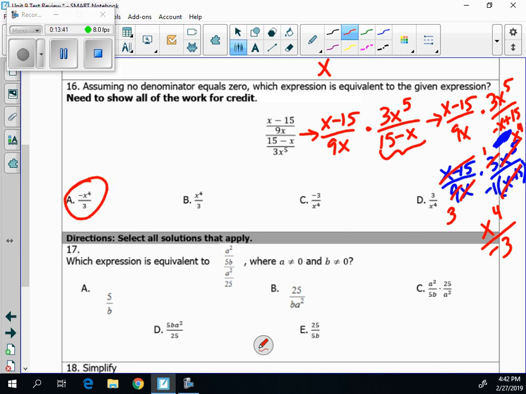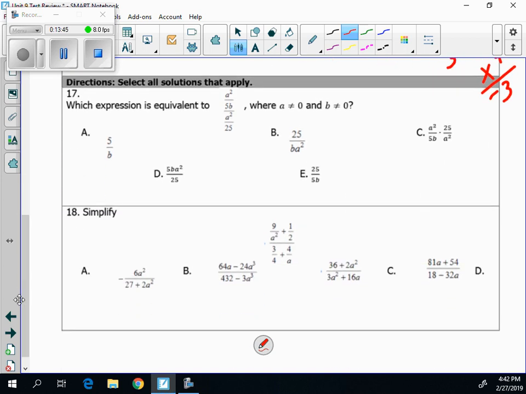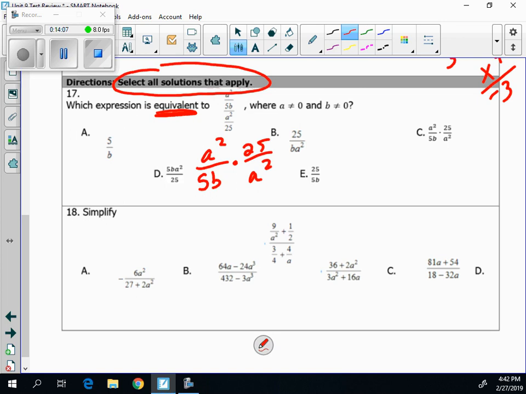My next problem is a quick keep, change, flip. Keep that first fraction the way it is. Change it. And one thing you really have to be careful with on these problems: I'm going to get this problem on a test. Select all solutions that apply. So at every step, stop and look. Is there an answer choice? This is talking about equivalent, not simplified. So every step is equivalent. So our first step here is right there at C.